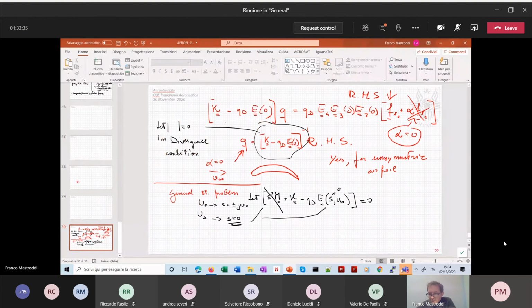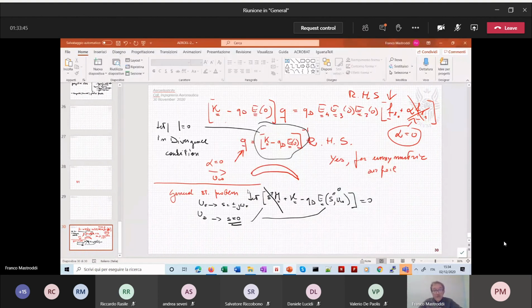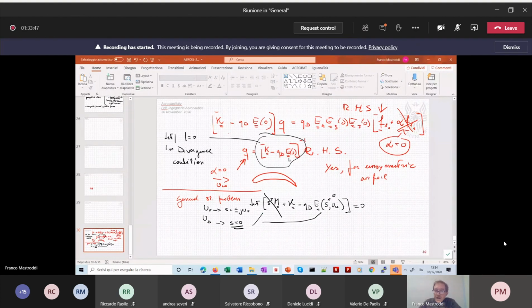I don't remember if I have... Yes, we have to turn on the registration. So, the condition for having an algebraically static solution in our wind tunnel problem is to be free from having a divergence condition. Okay, okay. So, excuse me.